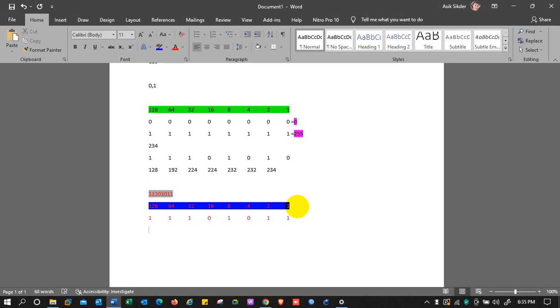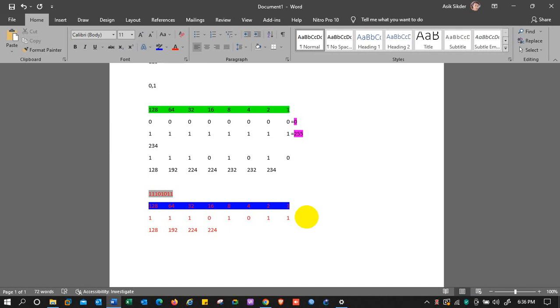Whenever we have got 1 here, it means we have to put 1. So at the bottom of that 1, we will add 128 because we have got 128 to put. And if we do get another one, it means 64. So the result will be 192. And as we have got another one, we have to include 32 with 192. It means 224.